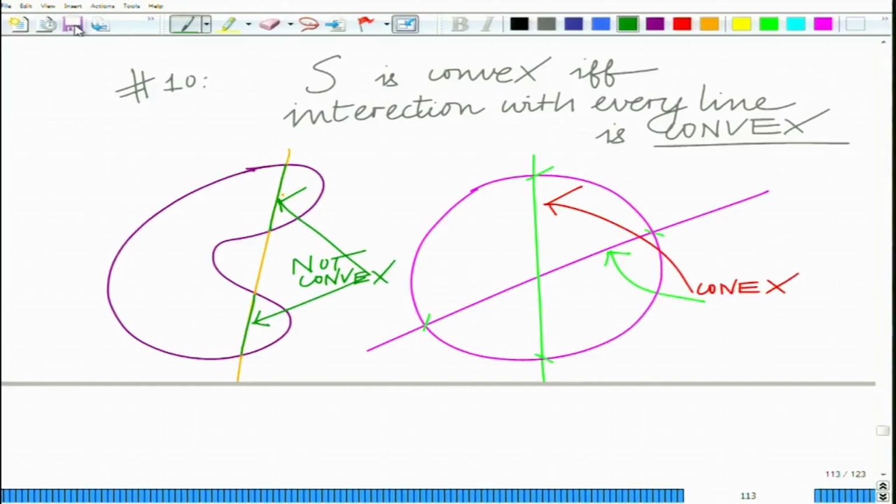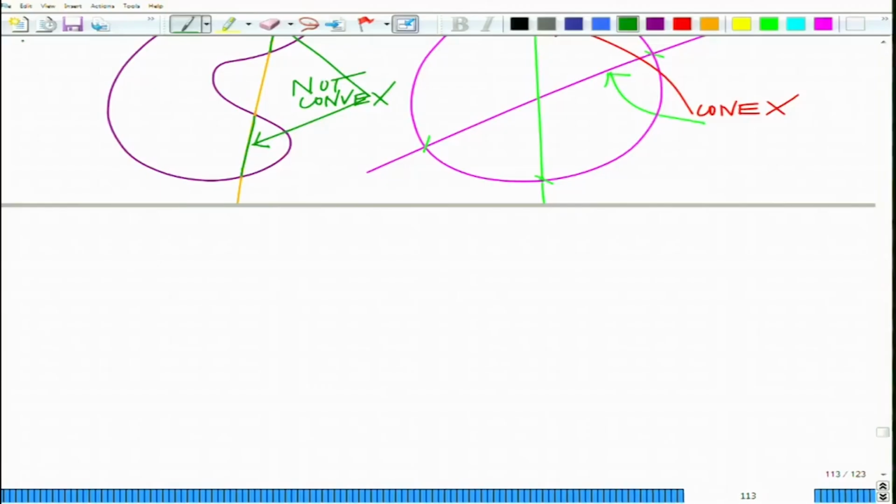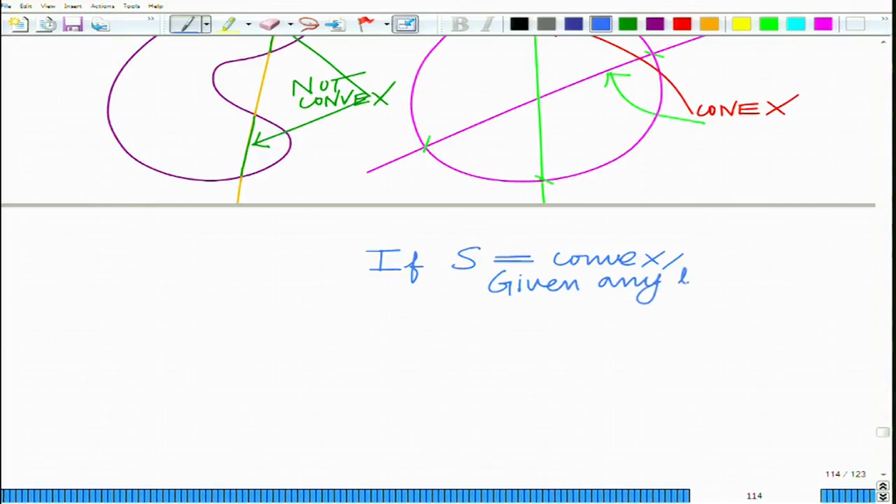What it says is something very interesting. If the set S is convex, then its intersection with every line is convex. Similarly, if the intersection of a set with every line is convex, then the set S is also a convex set, and this is easy to verify. You can see this as follows. Let us start in one direction. If S is convex, now consider any line, given any line, now S intersection line is convex.